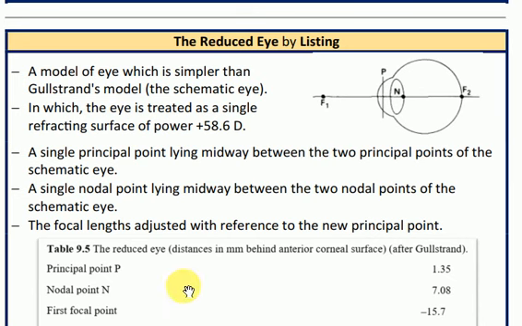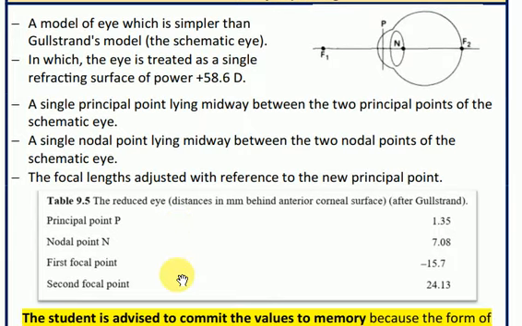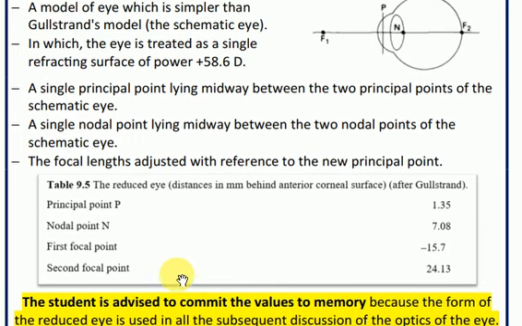So in this table, the results of the reduced eye are listed. Many sets of figures exist for the reduced eye. Those quoted here are based on Gullstrand data. It must be emphasized that the distances given for the focal points are measured from the anterior corneal surface. So this table shows the reduced eye distances in millimeters behind the anterior corneal surface.